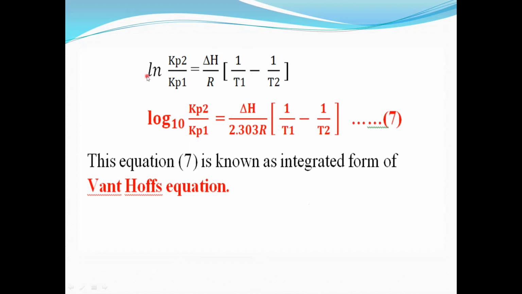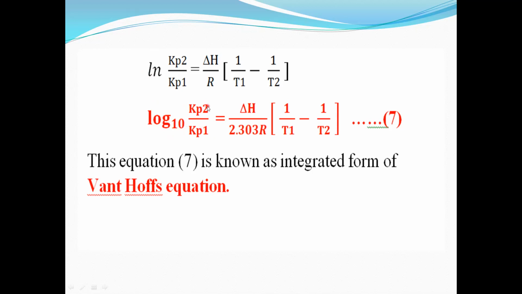Now this ln is a form of log, and when we have to convert ln into log, what is the rule? We have to multiply by 2.303. Remember that. So we convert this ln into log. In place of ln we will write log: log kp2 upon kp1 to the base 10, but we have to multiply here 2.303. The remaining part is as it is.